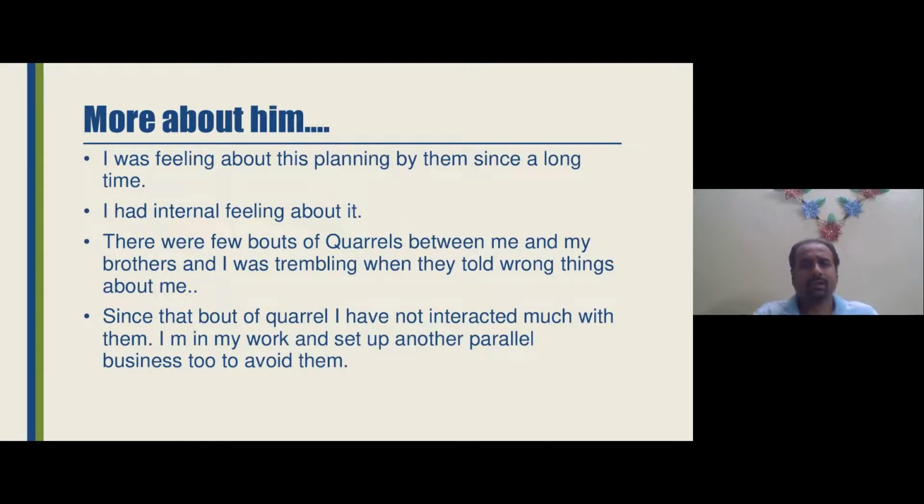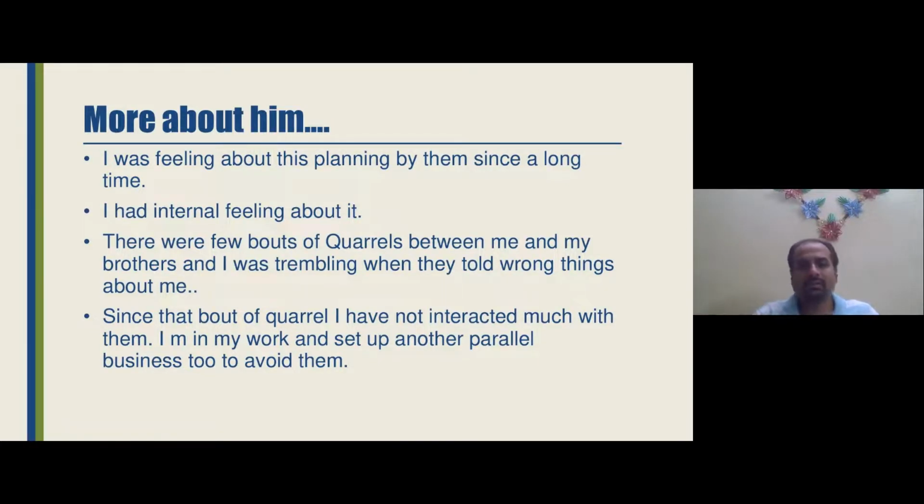So when we look further into him, he tells that there have been quarrels, and they tell him anything, and he feels bad about it. He says they were planning a few things for a long time, and I really had some internal feeling about it. No one came and told me, but I had an internal feeling about it. Since that quarrel with my brothers, I have not interacted with them. I set up my own parallel business. I planned for it so that whatever they do to me, it doesn't affect me.